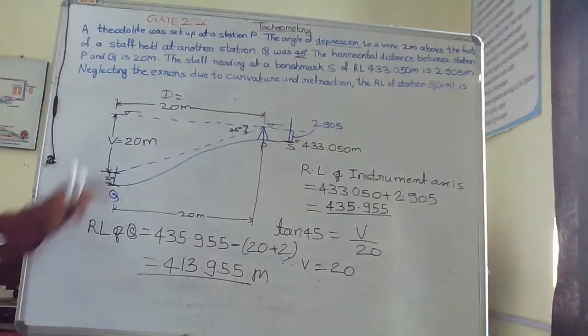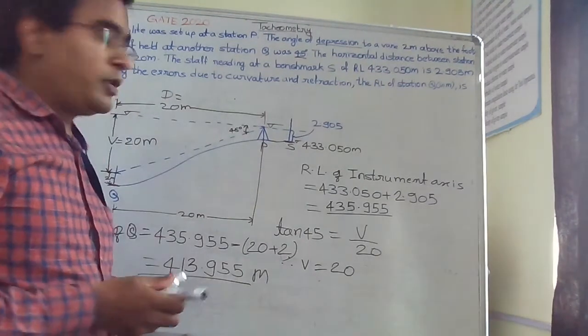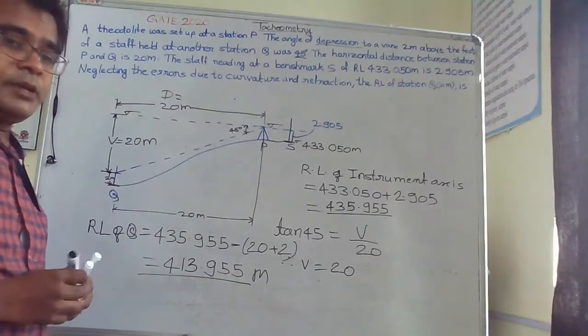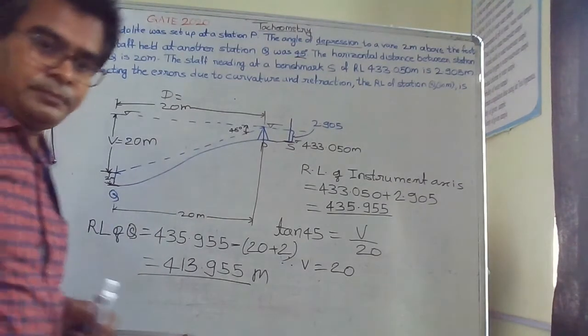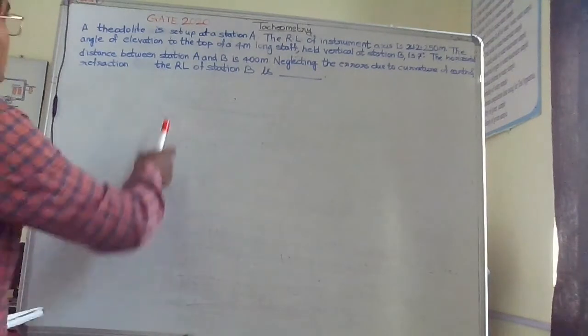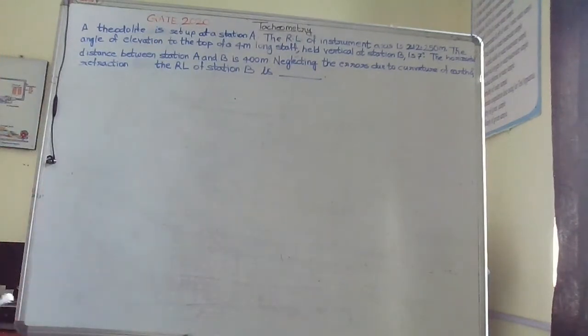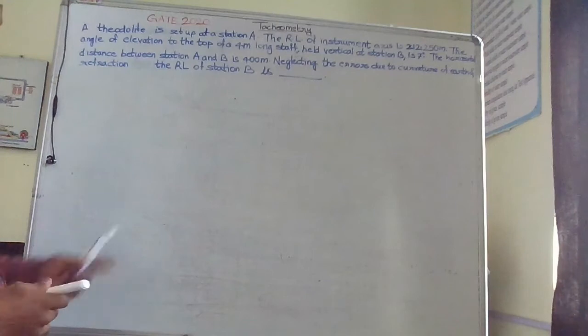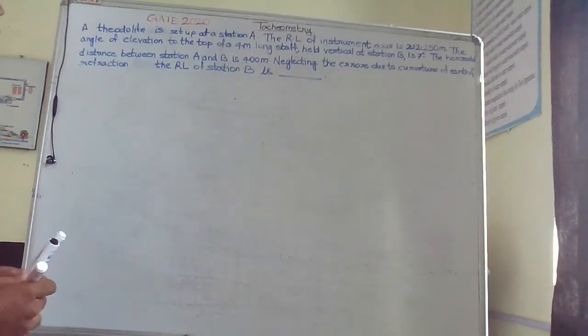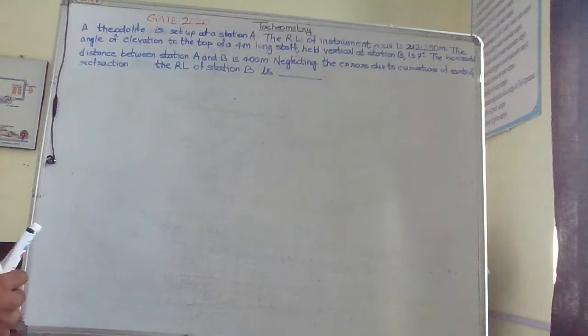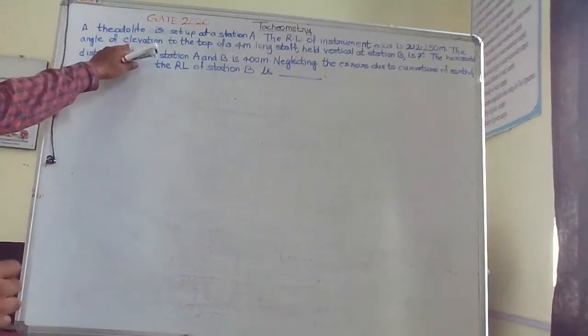Let us see another numerical asked in the same exam, which is related to this tacheometry of theodolite. Here it is given that theodolite is set up at station A. The RL of instrument axis is given here, and the angle of elevation to top of 4 meter long staff held vertical at station B is 7 degree. Here it is given that angle of elevation.